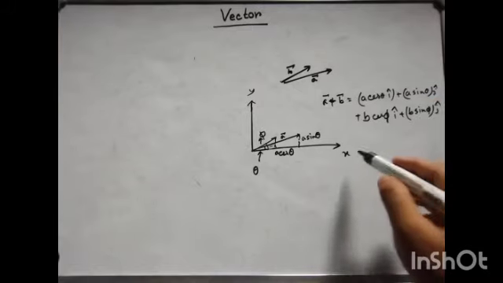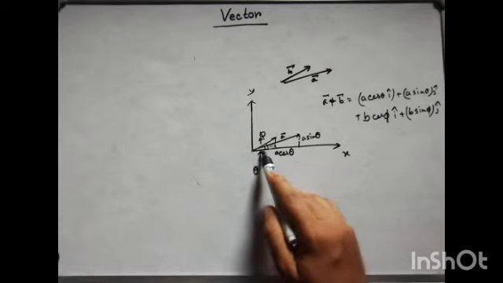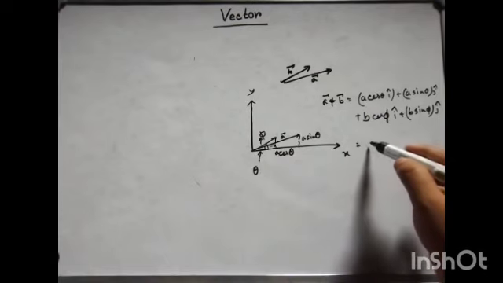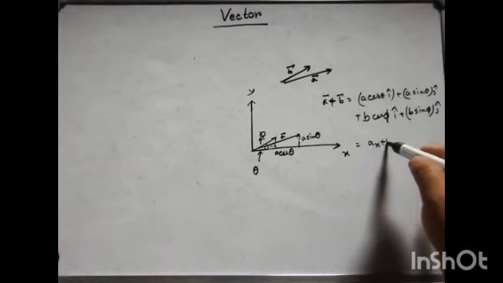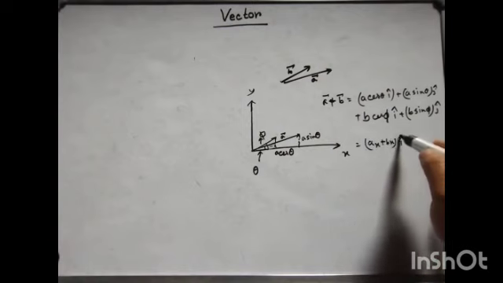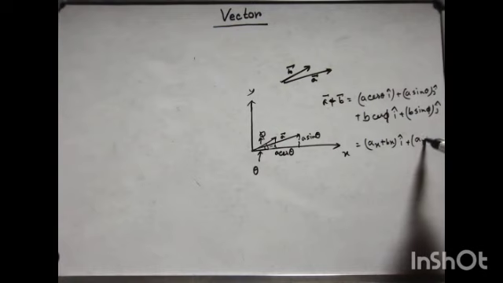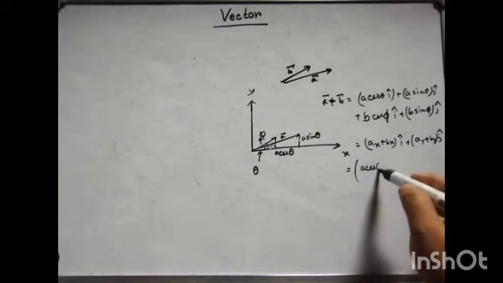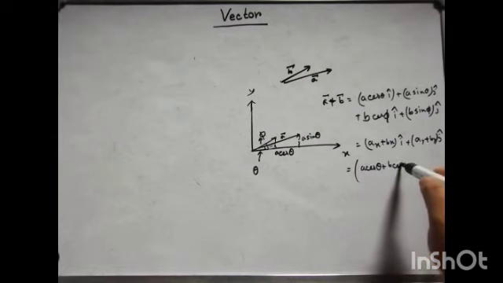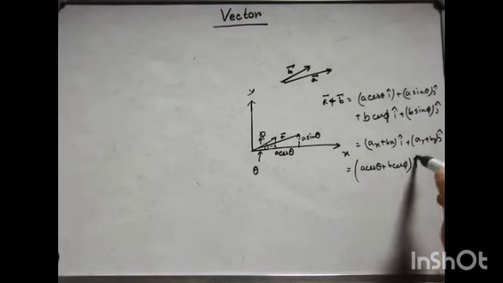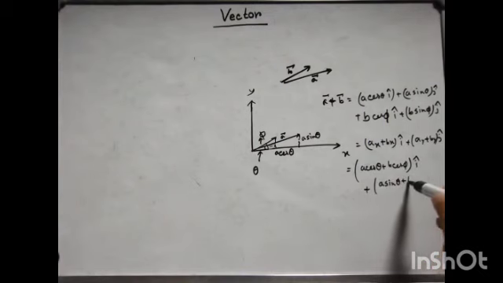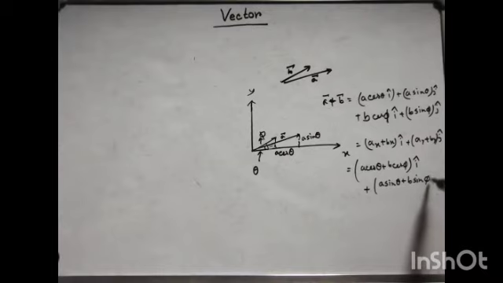So along the x-axis the components will be only ax and bx, so that is ax plus bx i cap plus ay plus by j cap, that is a cos theta plus b cos phi i cap plus a sin theta plus b sin phi j cap.